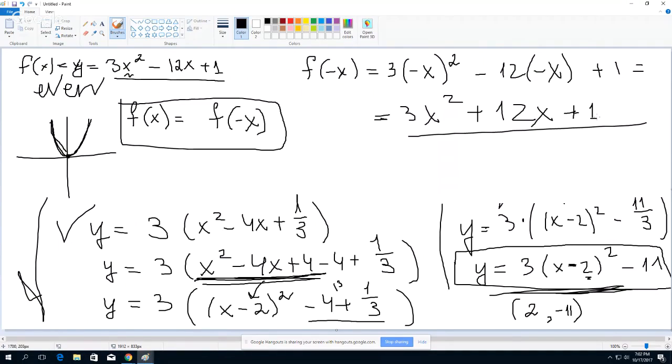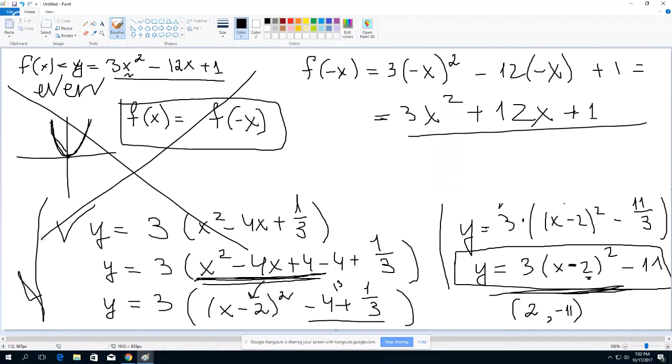Now, we see if this equation f of x equals f of minus x. We see that here is plus and here is minus, meaning that they don't equal each other. Meaning that it's not an even function. The axis of symmetry is not the y-axis.